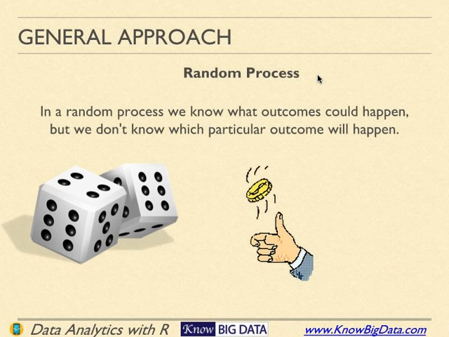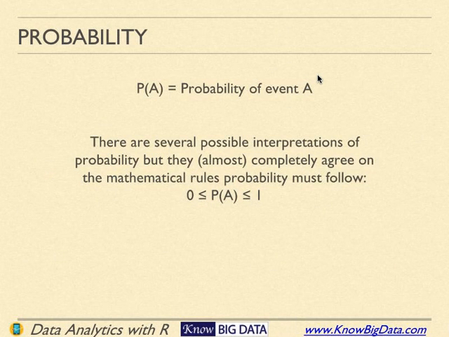So first one is understanding the random process. Random process means anything could happen when you throw a coin. Anything could happen, but we don't know what particular outcome will happen. Second, there are several possible interpretations of probability. All of them say that it has to be between 0 and 1. 1 means that it's a 100% chance of getting that particular outcome. 0 means there is no possibility of getting an outcome.